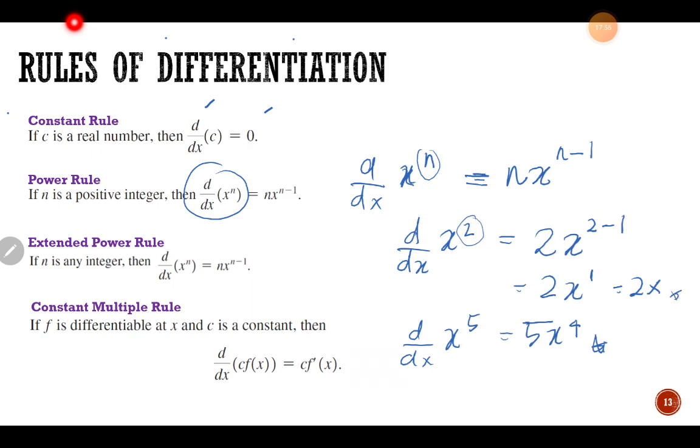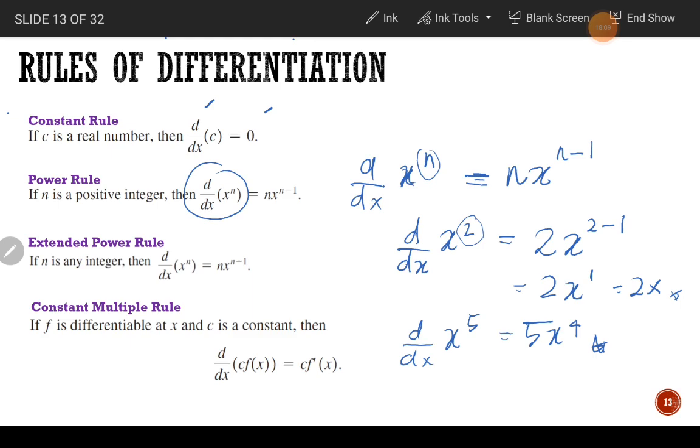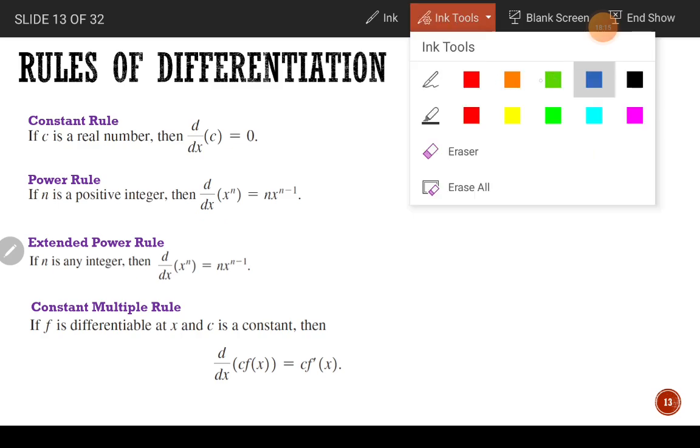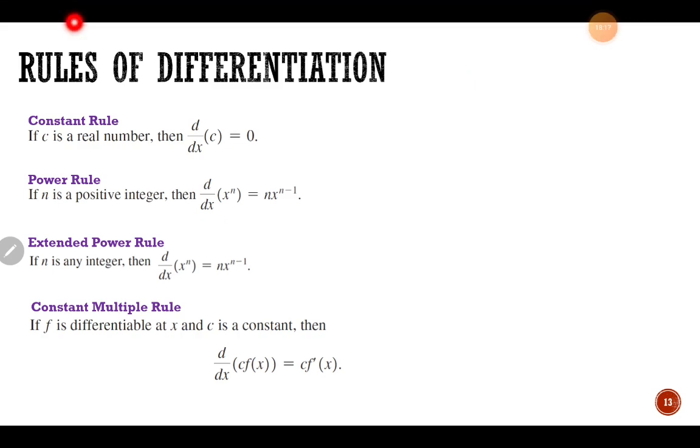Alright. Then we have extended power rule here. So maknanya n here ni, dia bukan sahaja kepada positif, negatif pun dia terpakai. Okay. Positif ke negatif ke dia terpakai. If for any integer, cakap kan. For any integer here is any integer.